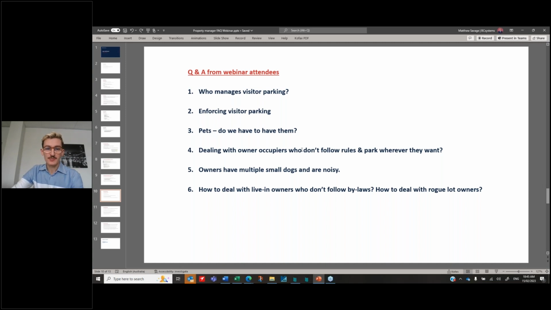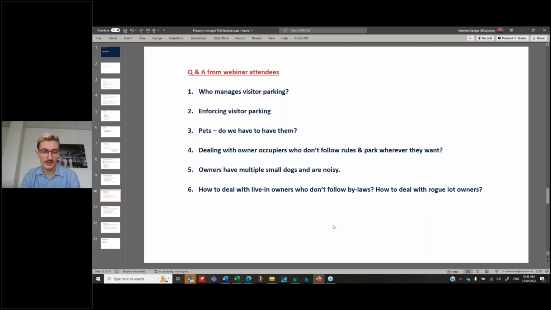Okay, dealing with owner-occupiers who don't follow rules and park wherever they want. I presume this question's come from an on-site manager or caretaker as opposed to a Ray White, LJ Hooker type property manager. In the case of on-site caretakers and owner-occupiers not following rules, the steps are generally the same, except obviously if they're owner-occupiers, they can't be sent a tenancy breach notice. So the first step would be to make sure the person knows the rules. Often just talking to the person and saying, hello, Bob, I can see you're parking there, you're not allowed to, and I'm aware of it, you can't park there again. That's often enough to prompt people into compliance.